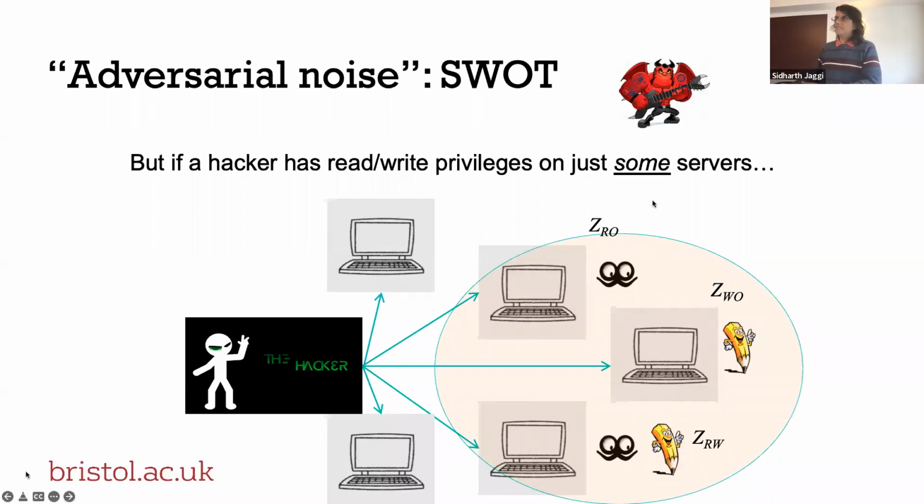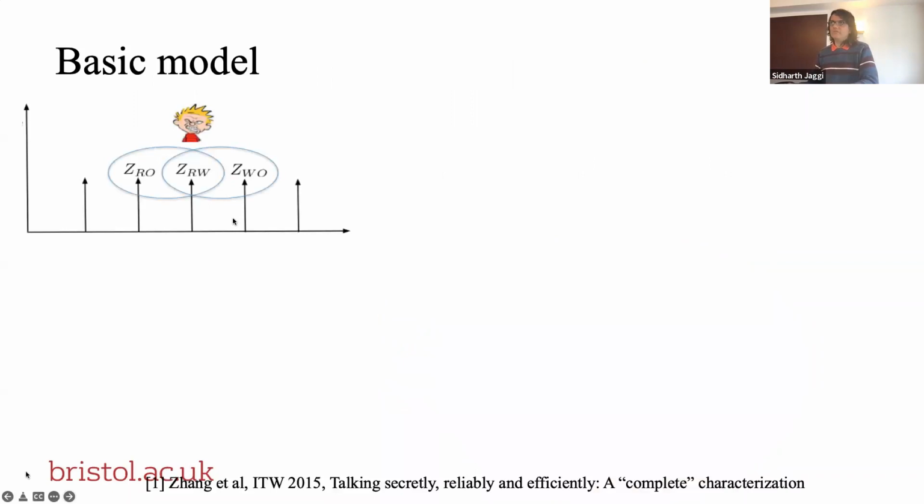So maybe there are a certain fraction, which I'm calling ZRO for read only. So a certain read only fraction which he can only read, a certain write only fraction which he can overwrite without knowing what was originally on them, and a certain read write fraction which he can do both on, right? So these 3 numbers parameterize the adversary's power, and we allow them to be anything as long as they're less than the number of servers, of course, and then we see what we can say.